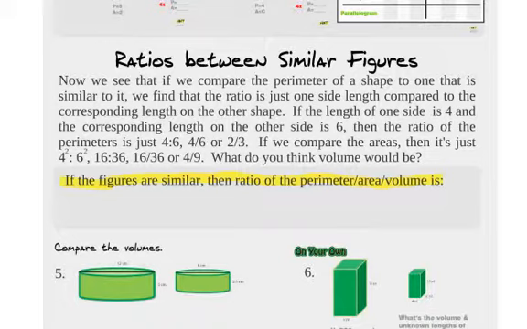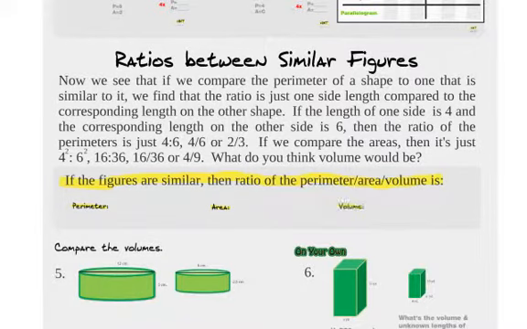Now think about what volume would be. Think about what our units are in volume. They're not inches squared nor are they inches. They're inches cubed. So the ratio wouldn't be 4 to 6 if we have the lengths compared that way. It would be 4 cubed to 6 cubed because it's volume.